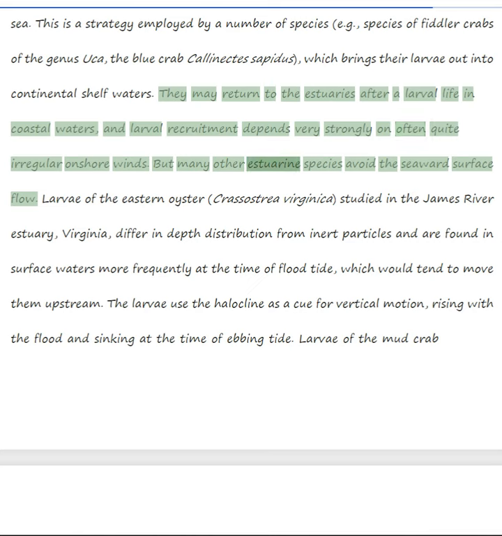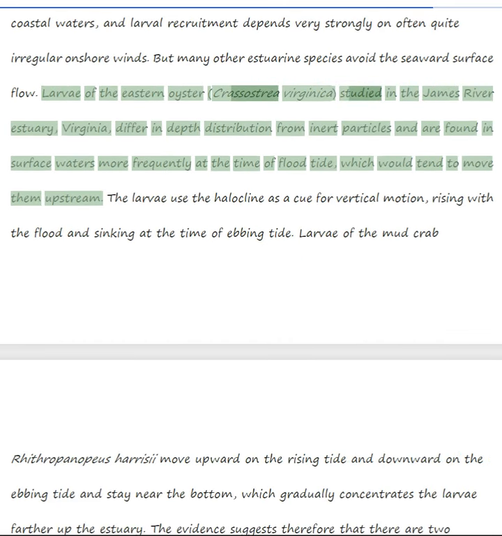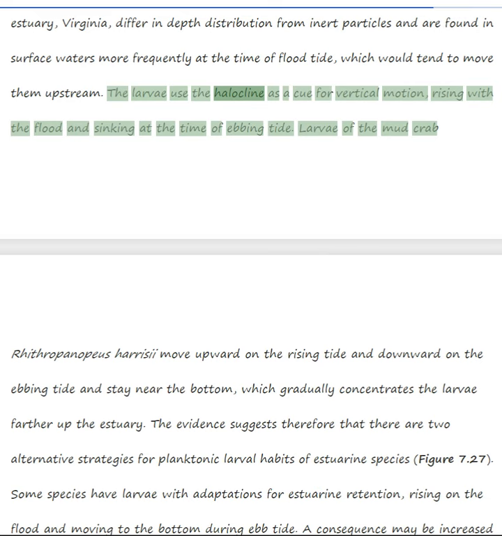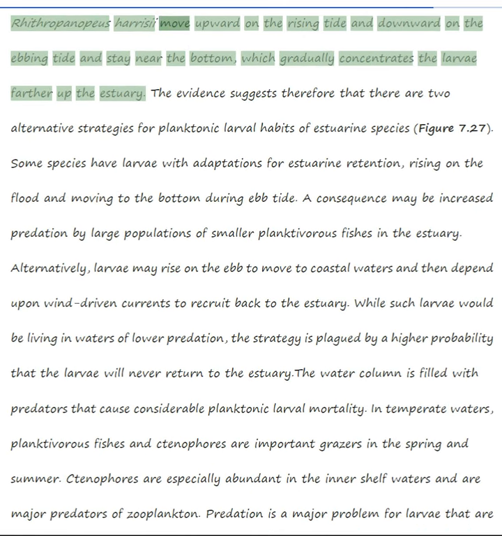But many other estuarine species avoid this seaward surface flow. Larvae of the eastern oyster studied in the James River Estuary, Virginia, differ in depth distribution from inert particles and are found in surface waters more frequently at the time of flood tide, which would tend to move them upstream. The larvae use the halocline as a cue for vertical motion, rising with the flood and sinking at the time of ebbing tide. Larvae of the mud crab Rhithropanopeus harrisii move upward on the rising tide and downward on the ebbing tide and stay near the bottom, which gradually concentrates the larvae farther up the estuary.